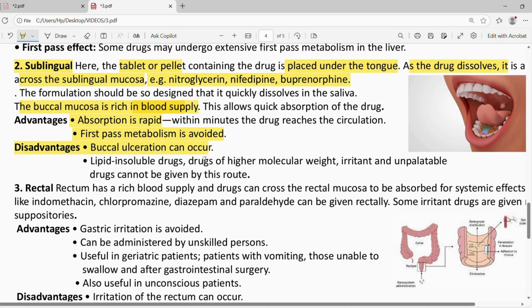Disadvantages: buccal ulceration. Ulcers can occur in the buccal cavity. Insoluble drugs of higher molecular weight, irritant and unpalatable drugs cannot be given by this route.